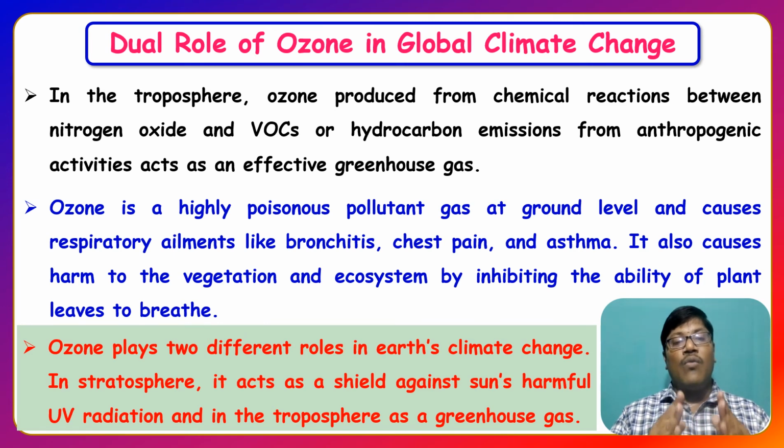Thus, ozone plays a dual role in global climatic change. When it is present in the stratosphere, it acts as a shield against UVB radiation, but the same ozone, if it is present in the troposphere, acts as an effective greenhouse gas which results in global warming or global climate change. Ozone is a highly poisonous pollutant gas at ground level, that is in the troposphere, causing respiratory ailments like bronchitis, chest pain and asthma. It even causes harm to vegetation and ecosystems by inhibiting the ability of plant leaves to breathe.